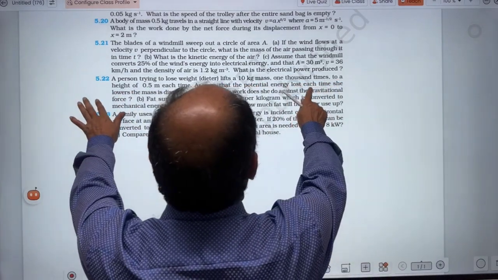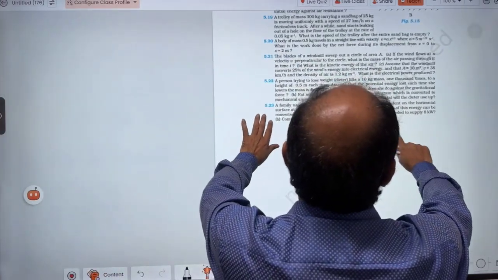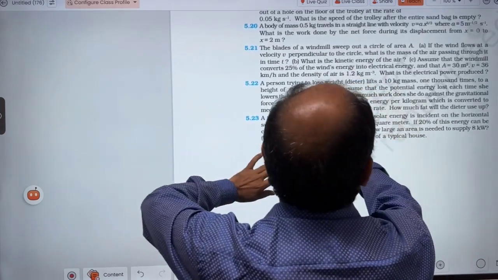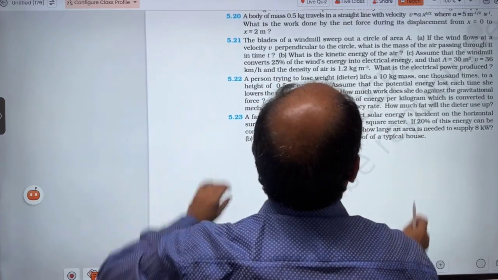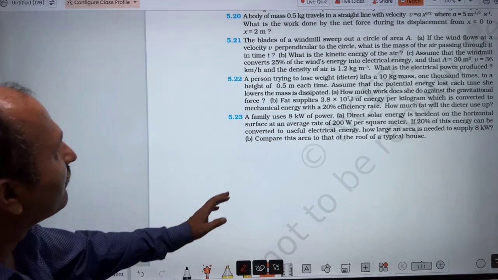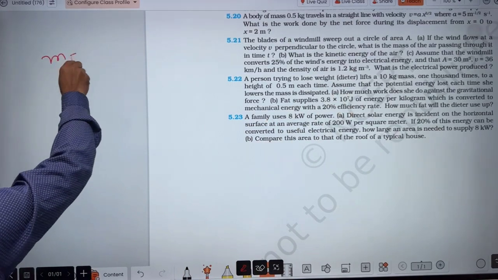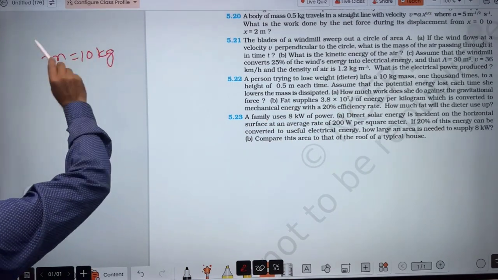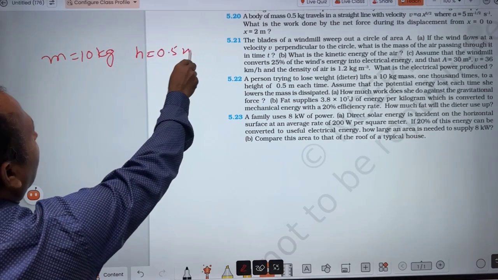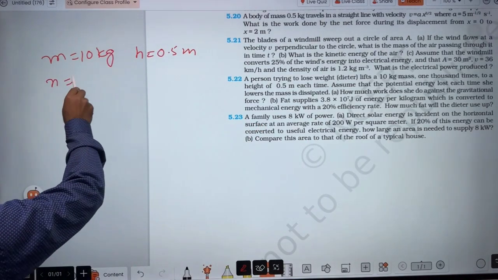Okay, the question you have understood. Let's try. I think it is visible. Okay, let's take the information. So m is given as 10 kg, height is given as 0.5 meter, and the number of times is given as 1000.